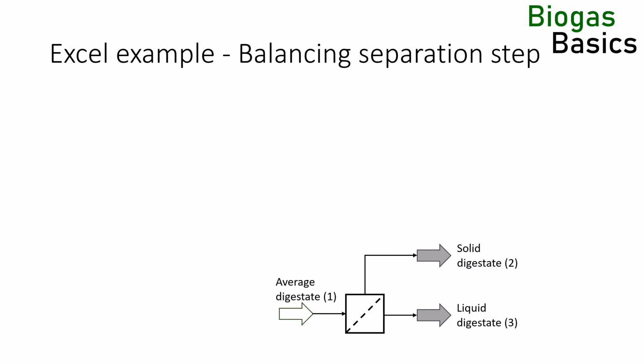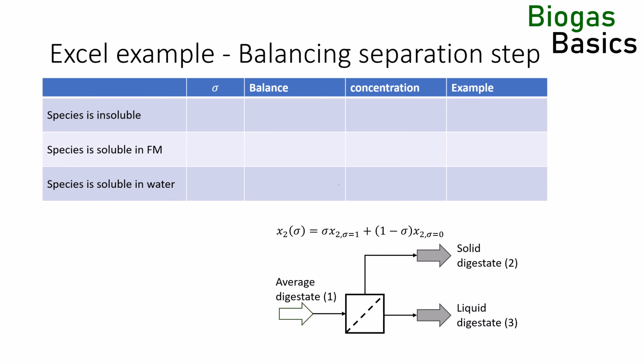In the next step, the average digestate, index 1, is separated into solid, index 2, and liquid, index 3, digestate. Now we define a solubility sigma for each species. The species concentration in the solid digestate X2 is a linear interpolation between the 2 extremes: the concentration of X2 if the species X would be completely insoluble, or sigma equals 0, and the concentration of X2 if X would be completely soluble, or sigma equals 1. The formula is X2 is sigma times X2 if X is completely soluble, plus 1 minus sigma times X2 if X is completely insoluble.